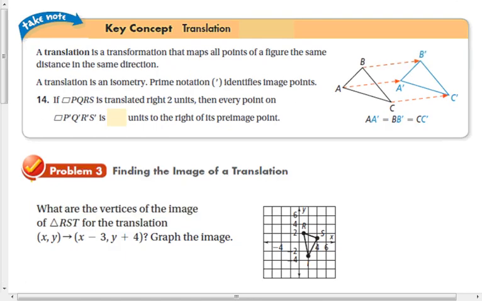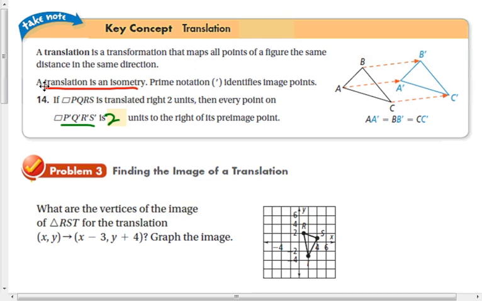All right, so here's a key concept. A translation is a transformation that maps all points of the figure the same distance in the same direction. A translation is an isometry, so you're not changing the size. And the prime notation identifies the image points. So if parallelogram PQRS is translated right 2 units, then every point on the image, P prime, Q prime, R prime, S prime, is 2 units to the right of its pre-image point.